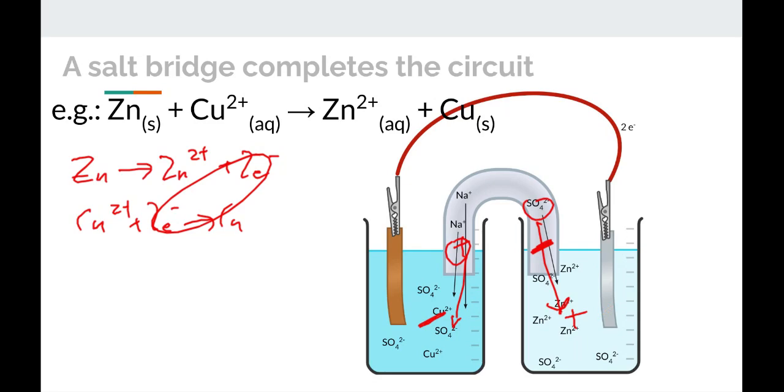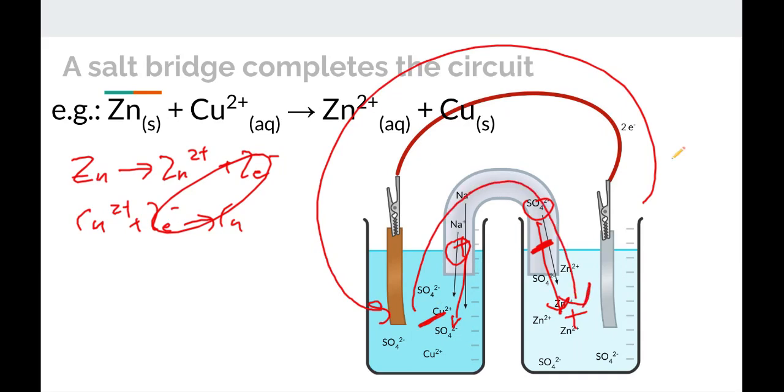And this completes an electrical circuit. We have negative charge flowing this way in the form of electrons and then this way in the form of ions. So it's a complete circuit. And with that device in here, that tube, which is called a salt bridge, the reaction can continue.